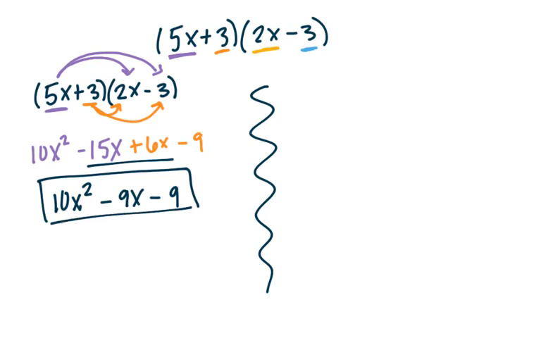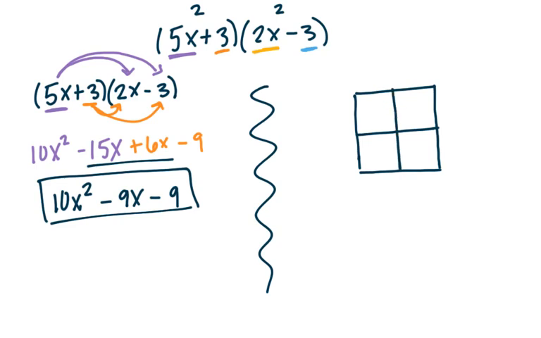The other way that we can organize this is using a box or an area model. I have two terms by two terms, so I'm going to make a box that's got two spaces on the height and two spaces on the width. This is a lot like a Punnett square. I'm going to take our first binomial and put it on the top. It doesn't actually matter which side. Make sure you keep the sign with each term. And then the second binomial is going to go on the other side.